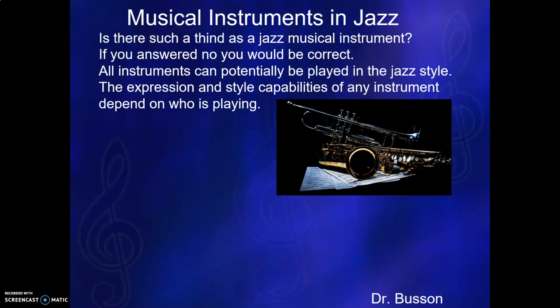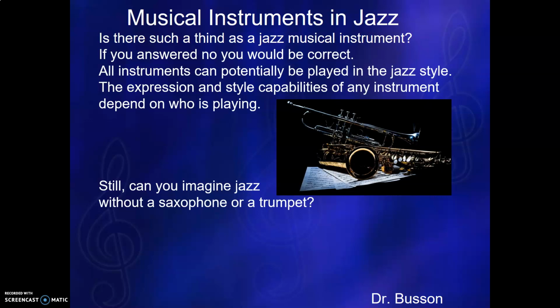And so why is that? Well, really all instruments can potentially be played in a jazz style. And expression and style of any instrument depends on who's playing it. So if you get a jazz musician playing harmonica, it's going to be jazz harmonica. If you get a jazz musician playing let's say a harp, a stringed harp, well, then it's a jazz harp.